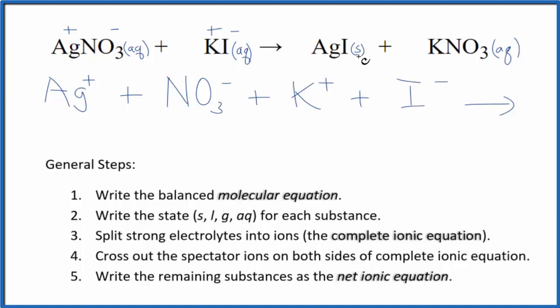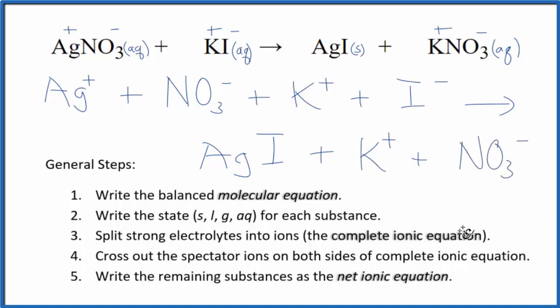For the products, in net ionic equations, we don't split solids apart. So we're just going to write AgI, silver iodide, plus, we have a plus and a minus, K plus, potassium ion plus the nitrate ion. So this is the complete ionic equation. And once we have the complete ionic equation, we can cross out spectator ions.